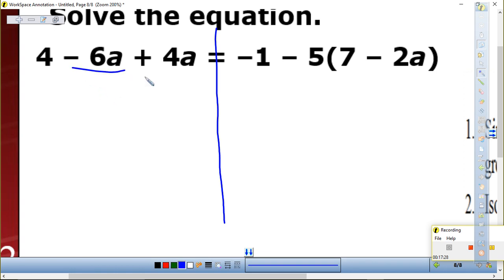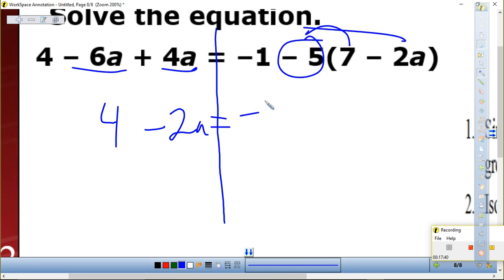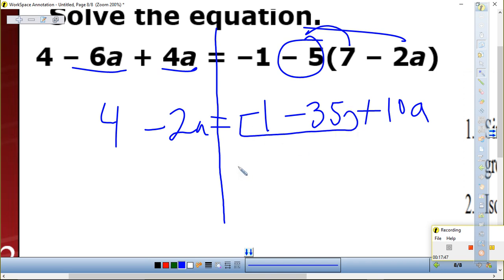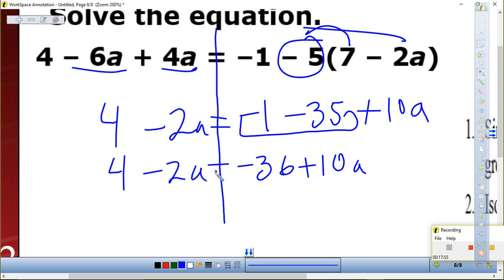Combine like terms. So this combines with this, so we're left with 4 minus 2a. Can we combine anything else? No, so we're done simplifying that side. This side, what do I do with this? Distribute, so we're left with negative 1 minus 35 plus 10a. Am I done? No. Combine, this is negative 36 plus 10a equals 4 minus 2a. Do you know what to do from there? What is my smallest variable? Negative 2a, so the inverse is add 2, and so on and so forth.